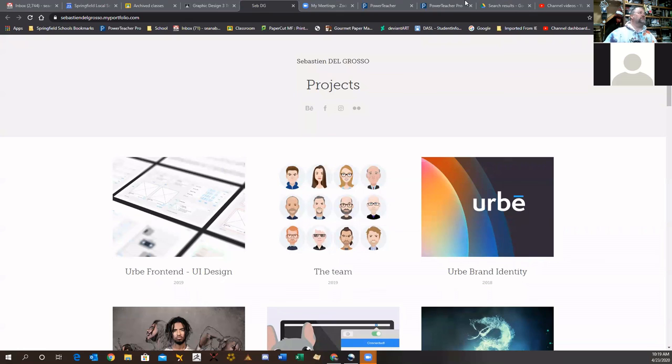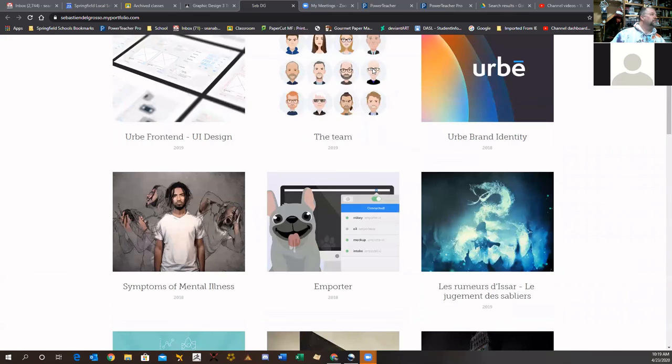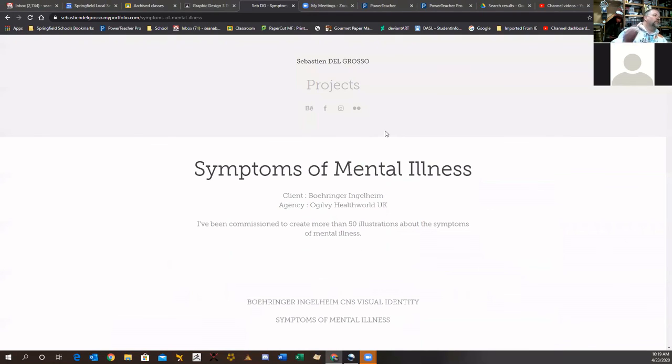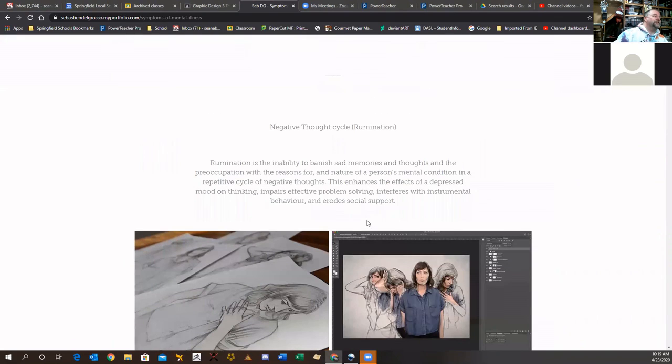Yes, okay, so we're gonna share screens. And though he's a Photoshop artist, he does a lot of drawing expressions in with his Photoshop. Sebastian Grosso, and Symptoms of Mental Illness from 2018. So that's his little introduction of it. So 50 illustrations about mental illness.